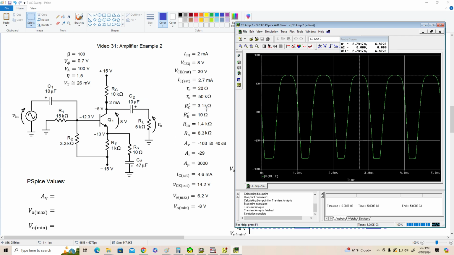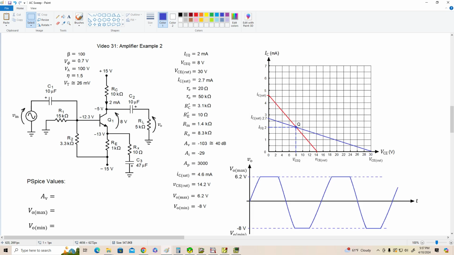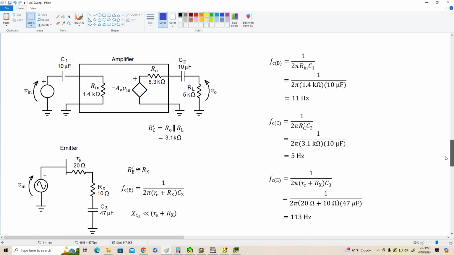It actually works. All right, now let's determine the frequency response of this amplifier. So coming down here, I've redrawn the amplifier and we can see the input high pass filter.